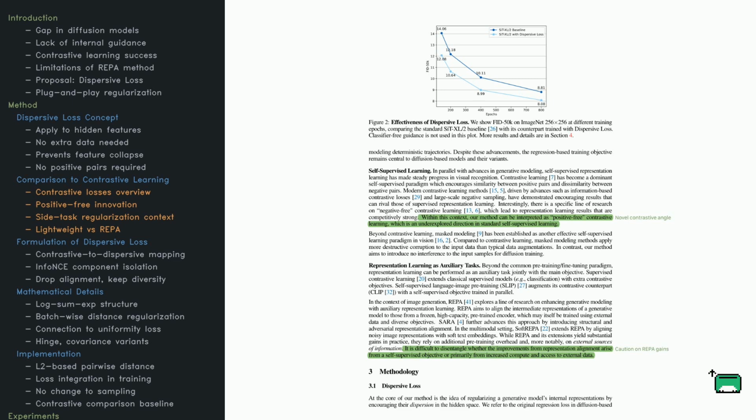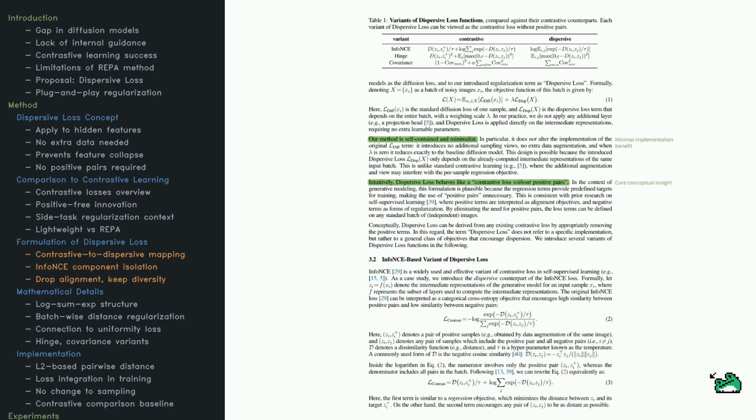They also zoom out to show how representation learning can be layered on top of other tasks. In some models, people use auxiliary losses, like supervised contrastive learning or SLIP, to improve representations while doing something else. REPA does this too, but again, it requires a pre-trained network and heavy computation. By contrast, dispersive loss just works on the model's own features. No external data, no extra machinery. It's minimal and self-contained. Now we're getting into the nuts and bolts.